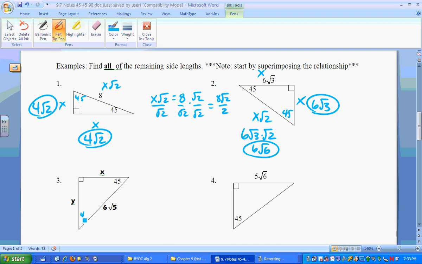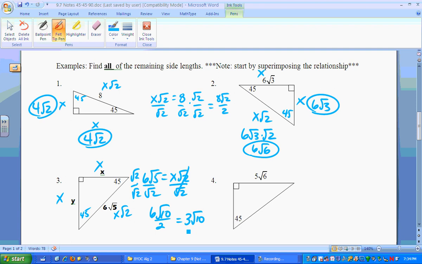Third one, 45, 45, 90. So you got x, x. This side is x root 2. So you set 6 root 5 equal to x root 2. Can't do anything, so you got to divide by root 2. Can't leave it in the denominator. Multiply top and bottom by root 2. So you get 6 root 10 over 2. Does the 6 and the 2 simplify? Yes, it does, giving you 3 root 10.